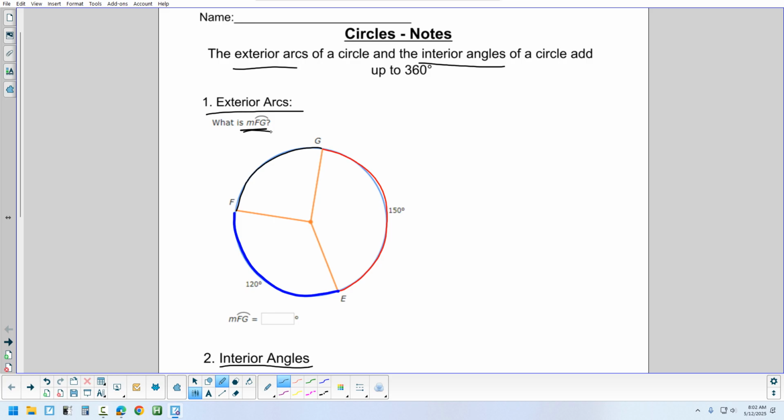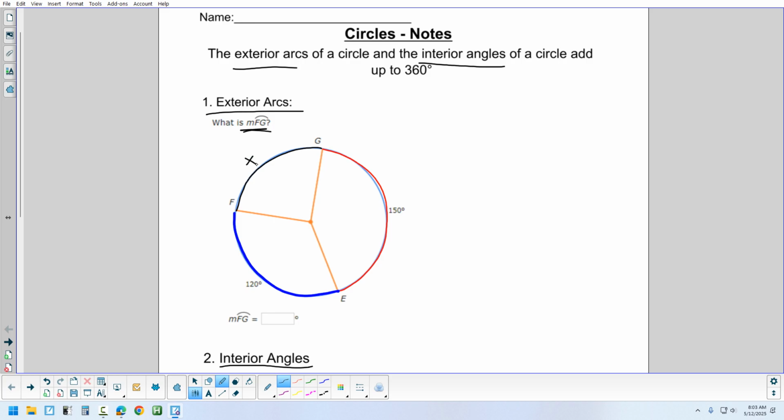All right. Since we don't know arc FG right now, what could I temporarily call it? Since I don't know what it is. But what do we always call something that we don't know? We use a variable. So for now, let's just call it x.